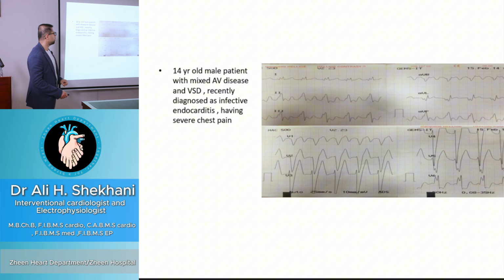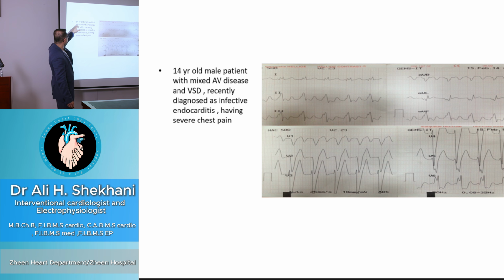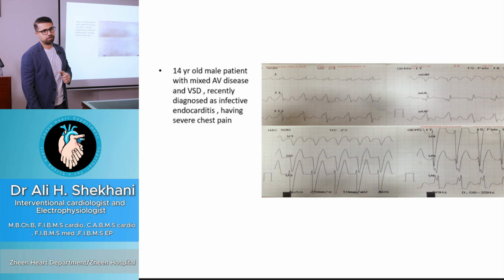And this is another ECG which is very interesting for me. A 14 years old male patient with mixed aortic valve disease and VSD, diagnosed with infective endocarditis, presented with severe chest pain. So this ECG, usually it is left bundle branch block. It is very clear, wide, and there is a deep S in V1 and a positive R in V5 and V6. And the baseline ECG of the patient was also left bundle branch block. So it is sometimes very difficult to interpret the ECG of a patient with left bundle branch block.